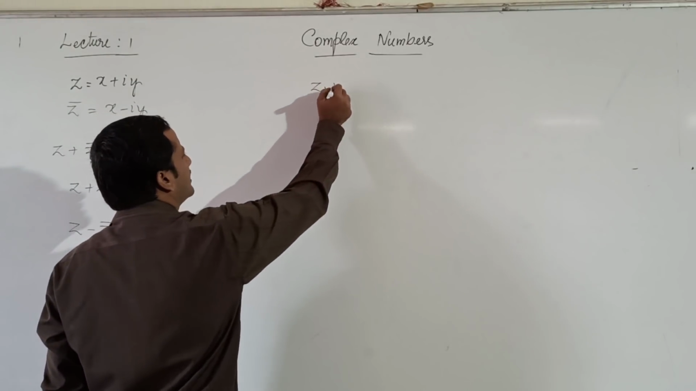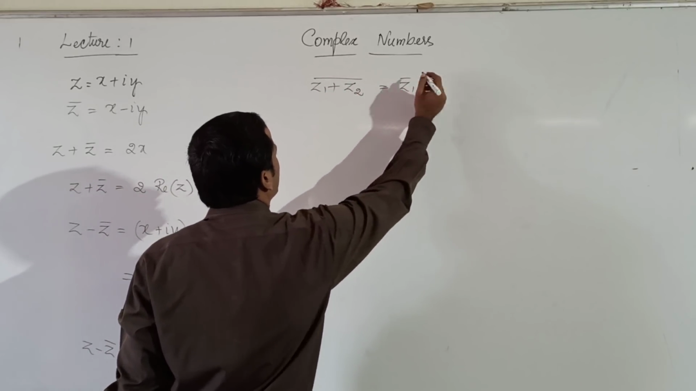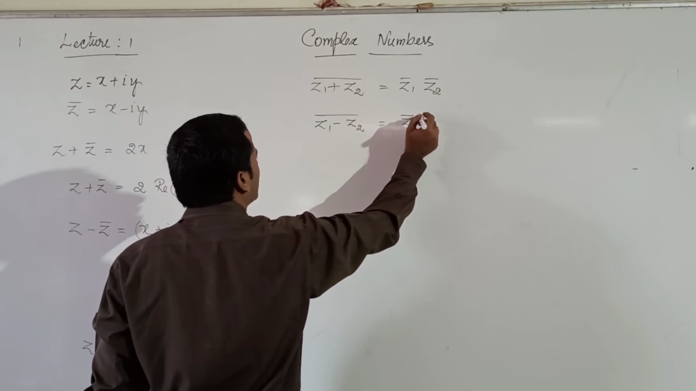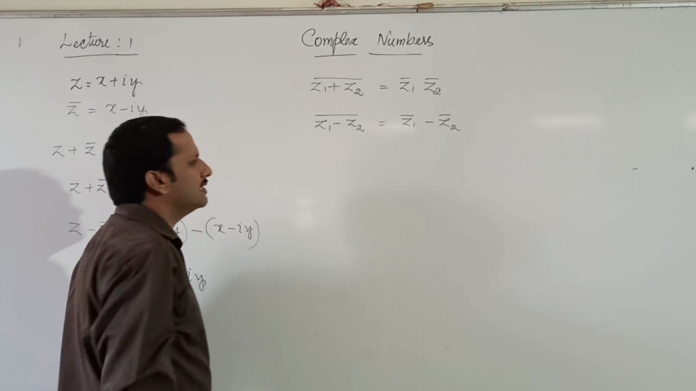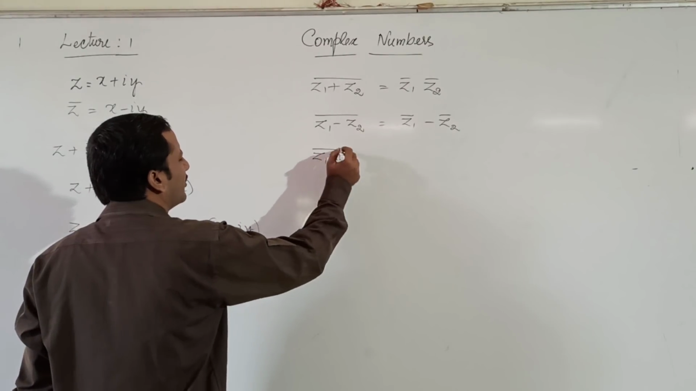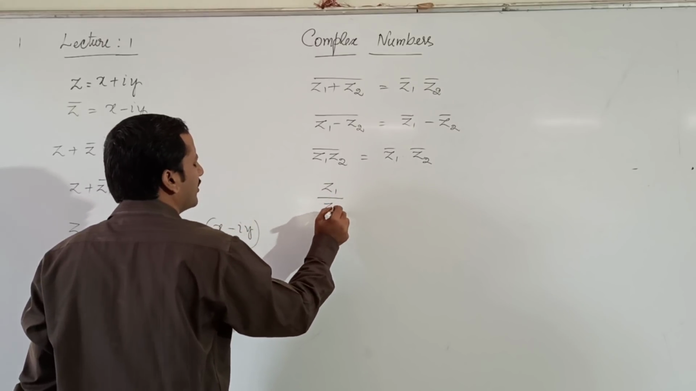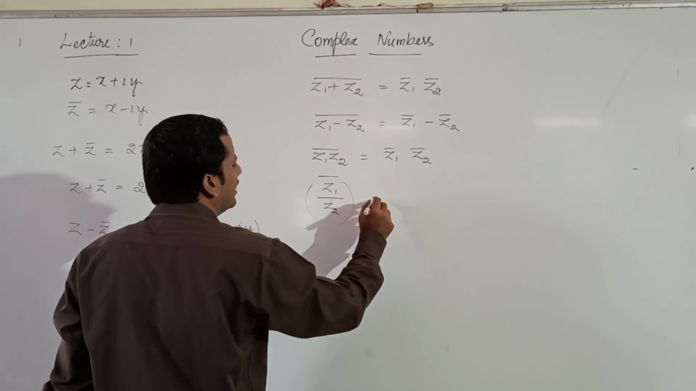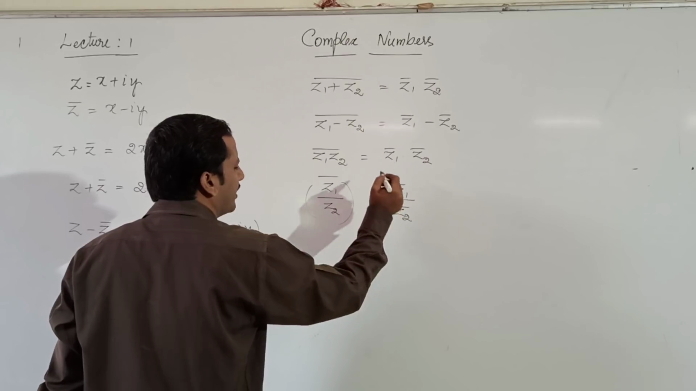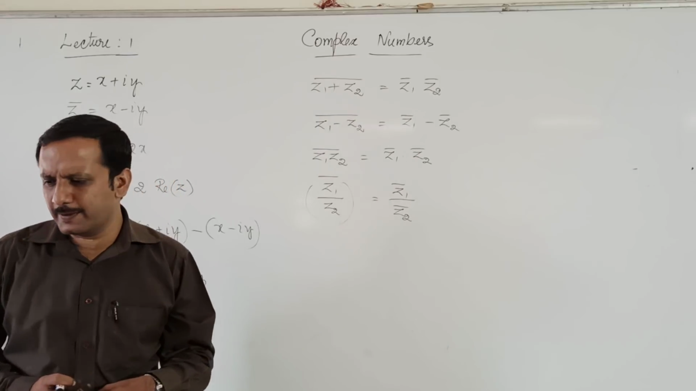z1 plus z2 whole bar is equal to z1 bar plus z2 bar. Then z1 minus z2 whole bar is also equal to z1 bar minus z2 bar. Then for the product also it is true. z1 z2 whole bar is equal to z1 bar into z2 bar. Then for the quotient, z1 by z2 whole bar is equal to z1 bar divided by z2 bar, of course assuming that z2 is a non-zero complex number.